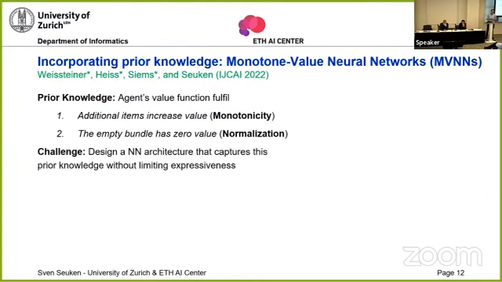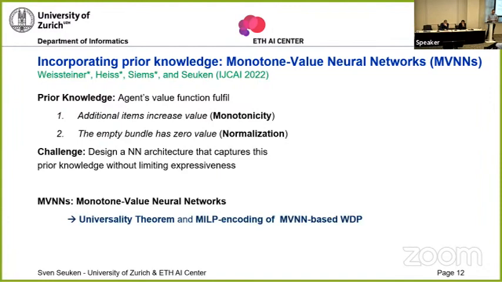So the challenge we were facing here is that we wanted to design a new neural network architecture that captures this prior knowledge without limiting the expressiveness. And so this we did by designing a new neural network architecture called monotone value neural networks. And we could prove a universality theorem about this new architecture, showing that any value function that is monotone can be expressed in our architecture.